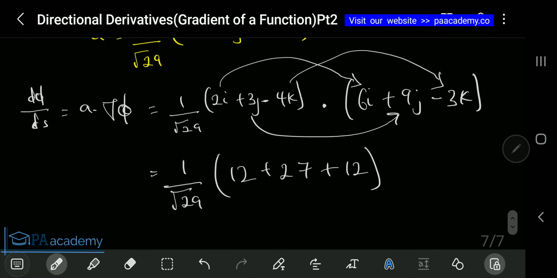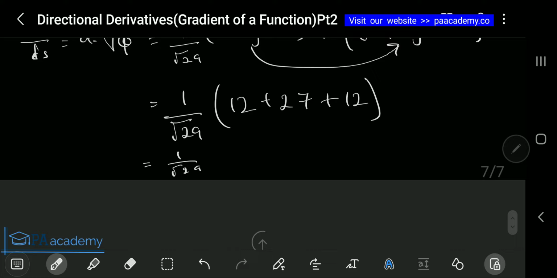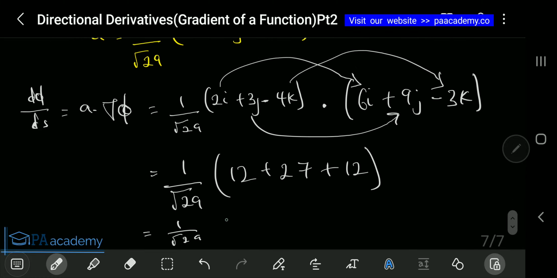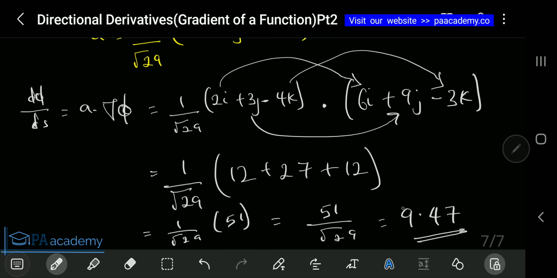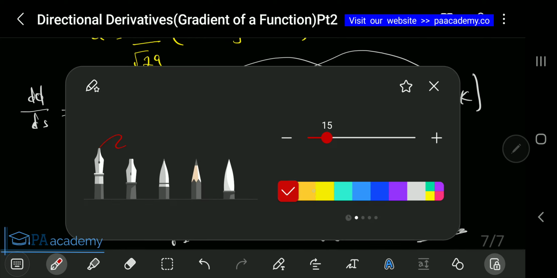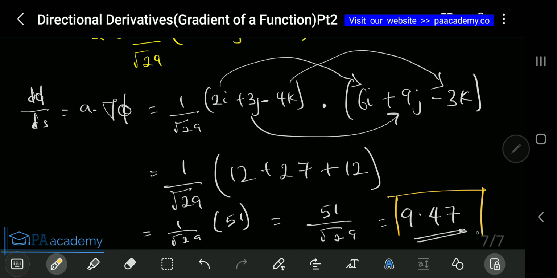Alright, so doing this will give us 1 over root 29 multiplied by 12 plus 27 plus another 12, which gives us 51. That means we have 51 divided by root 29. Let's type that in the calculator, and that will give us approximately 9.47. This right here is the final answer to the question. That's what you have to get if you were to calculate the directional derivative.